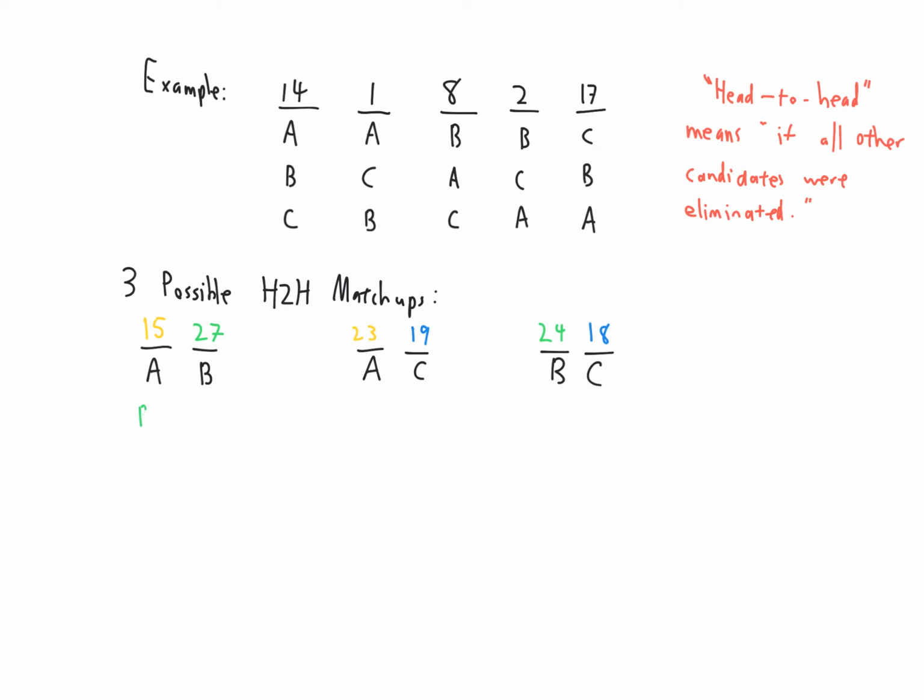Now let's look at who wins each of these head-to-head matchups. B wins when it's just A versus B, A wins when it's just A versus C, and B wins when it's B versus C. So in this example, B won both of their head-to-head matchups. So B is what we call the Condorcet candidate for this election.